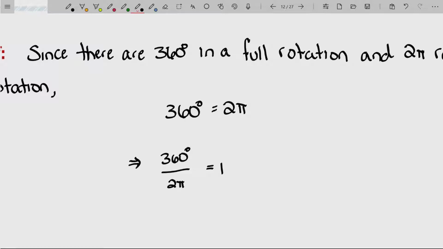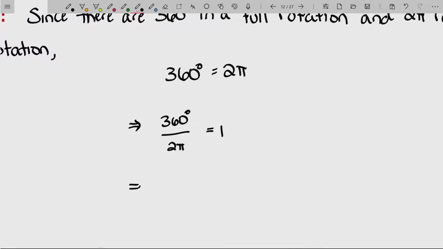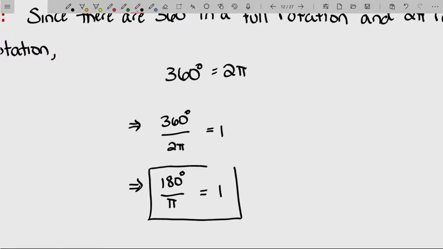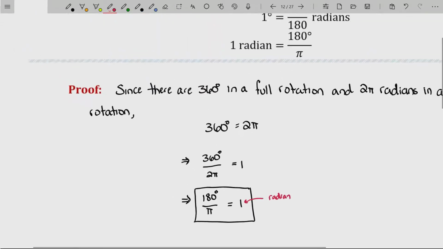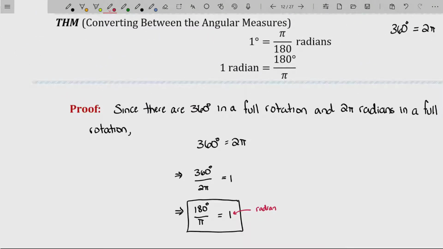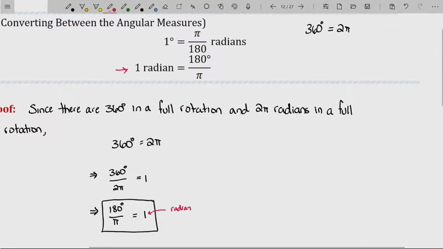And of course, that fraction will reduce to 180 degrees over pi is equal to 1. And that 1 is in radians. So I'll just point an arrow at that and say radian. And that is the proof of this one right here. 1 radian is 180 degrees over pi. Well, additionally, we have the following.